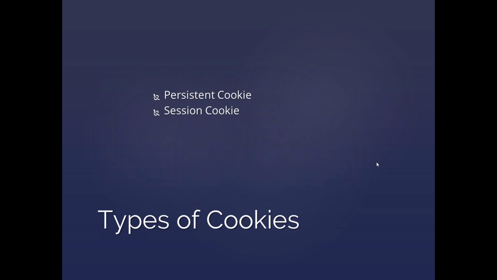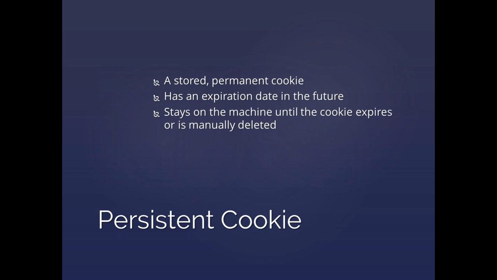Let me briefly touch on these in a little more detail. A persistent cookie is stored and permanent. It has an expiration date in the future, and it stays on the user's machine until it is either manually deleted by clearing out your cookie cache, or the cookie itself expires. You can't create a persistent cookie that doesn't have an expiration date, so keep that in mind.